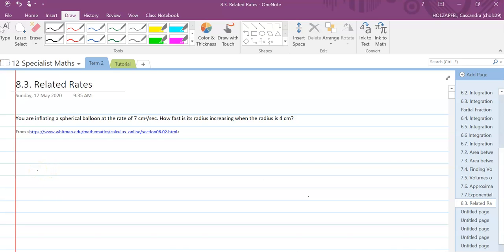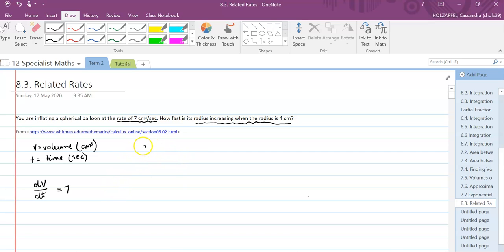Okay, so since this is a rates problem, we want to define some of the rates that we have, and we want to define the rate that we need to know. So from what I can see here, we've got this first rate. If we say that V is equal to our volume, in cubic centimeters, and T is equal to time, in seconds, then we can express this as dV/dt is equal to 7. So that's the information that we know. The information that we want to know is how fast its radius is increasing when the radius is 4 centimeters.